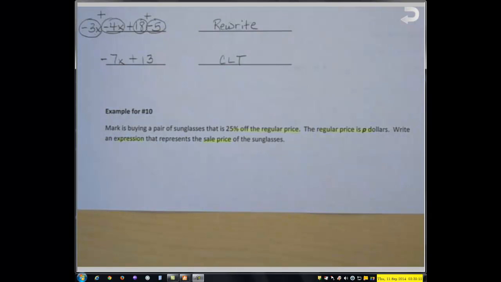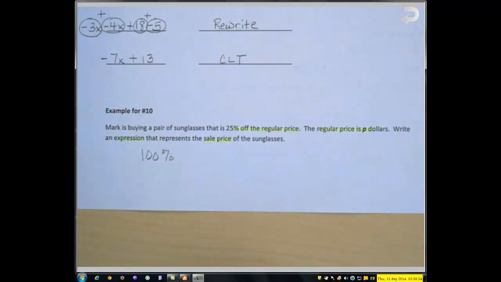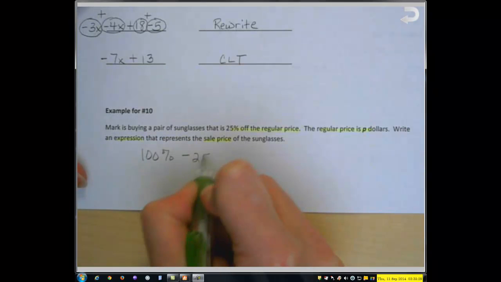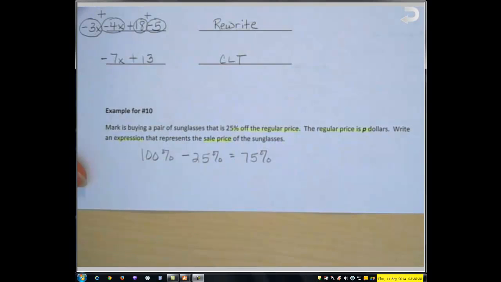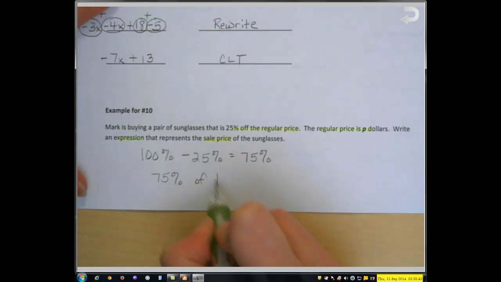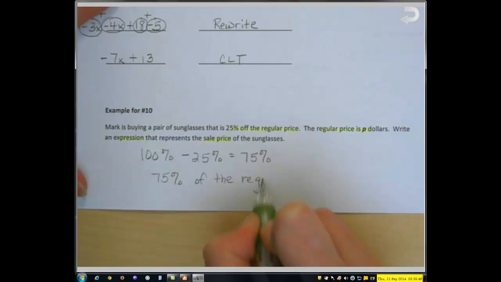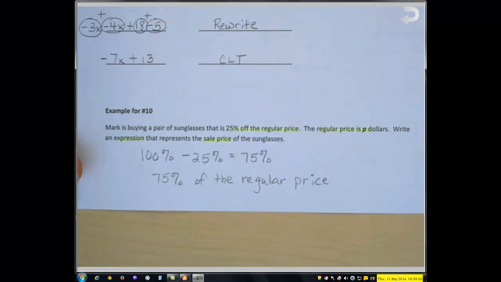The way we talked about this in class was to think of the regular price or the full price as 100% of the price. Paying the regular price is paying 100% for the sunglasses. If we take off 25% from that, that means that we will pay 75% of the regular price for the sunglasses. So 75% of the regular price. And we want to write an expression that means 75% of the regular price.